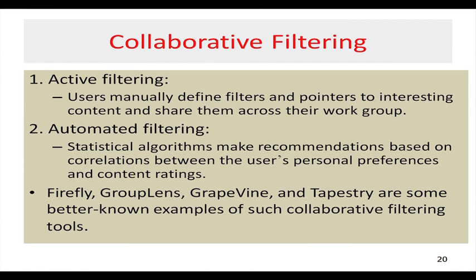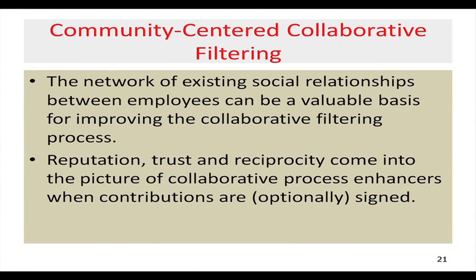So, whenever you open that e-commerce website, those things come out, right, and that is based on automated filtering. It has already filtered based upon your preference to see whether you are interested in that particular content or not. And there are a lot of tools and software available for these kinds of things, like Firefly, GroupLens, Grapevine. They help you to go for collaborative filtering. So, either you can go for active filtering or automated filtering.